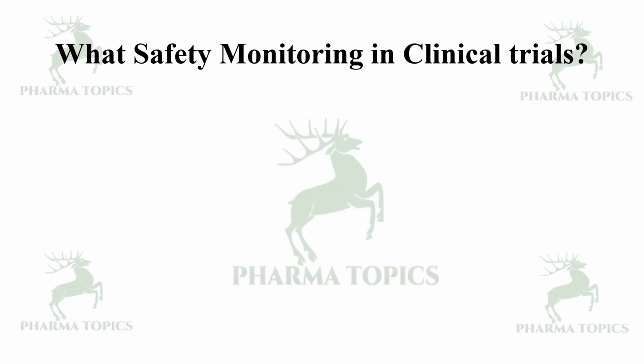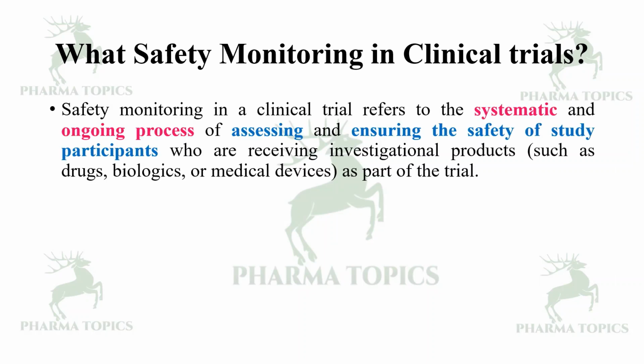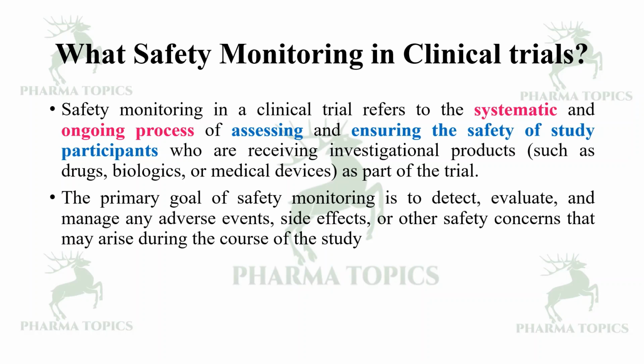What is safety monitoring in clinical trials? Safety monitoring in clinical trials refers to the systematic and ongoing process of assessing and ensuring the safety of the study participants who are receiving the investigational products, such as drugs, biologics, or medical devices, as a part of the trial. The primary goal of safety monitoring is to detect, evaluate, and manage any adverse events, side effects, or other safety concerns that may arise during the course of the study.